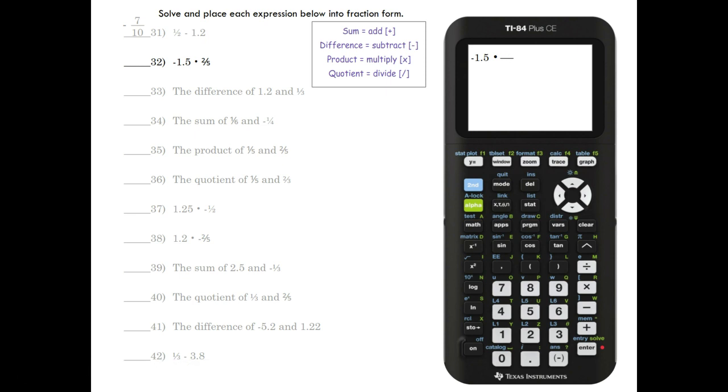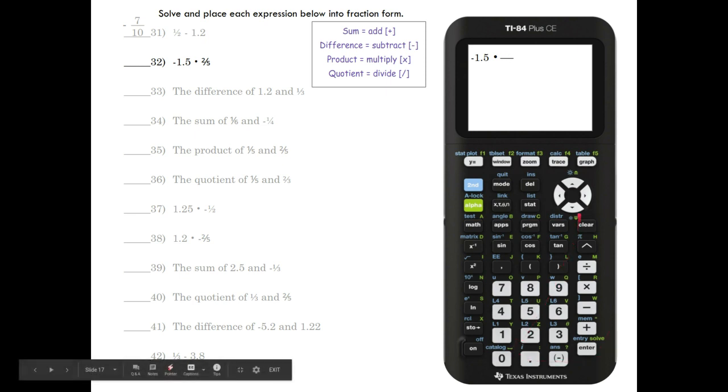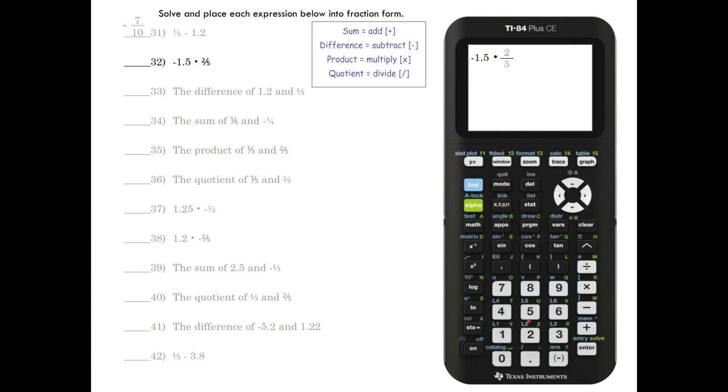So you get the fraction, this line over here. You then put 2 on top. Then you click down to get to the denominator, down over here. You then click 5, and then you click enter, and you get negative 0.6.